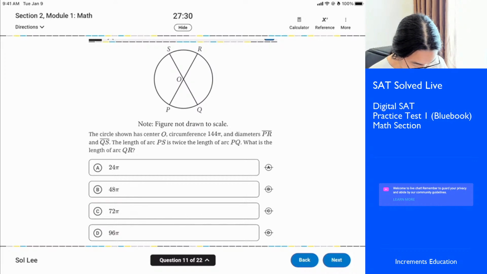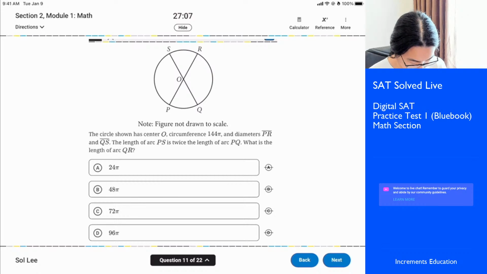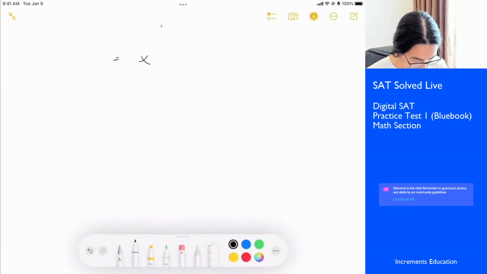Of PS is twice the length of arc PQ, okay? So what's the length of arc QR? It's the same as PS. But, okay, wait. Is it, I forget, is it 2 pi for the whole thing? Oh my god, this is so clumsy.